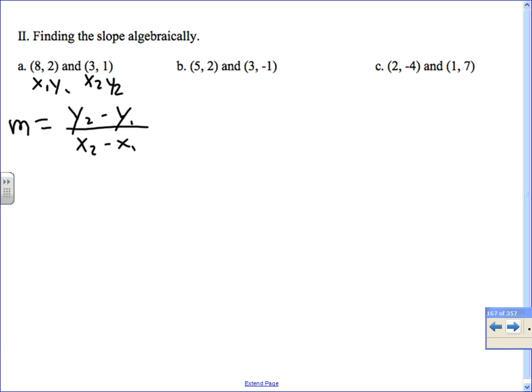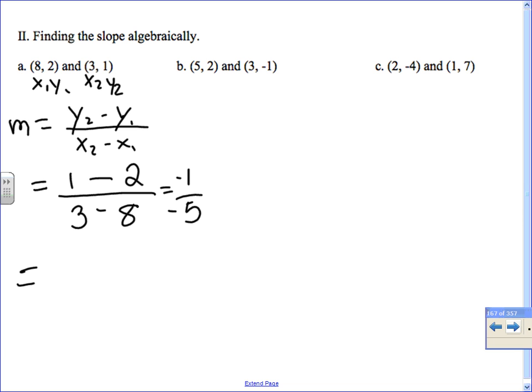It doesn't matter. Breyer asked this earlier. You could have the 2's here and the 1's here. So when we plug our stuff in, we have y2 is 1, y1 is 2, so 1 minus 2, over x2 is 3, x1 is 8. So plug in your numbers. Emma M, what's 1 minus 2? Good. Charles, what's 3 minus 8? -5. So -1 over -5, Emma H, reduces to? Good, positive 1/5. Your rise over run, which is your rate of change, is 1/5.